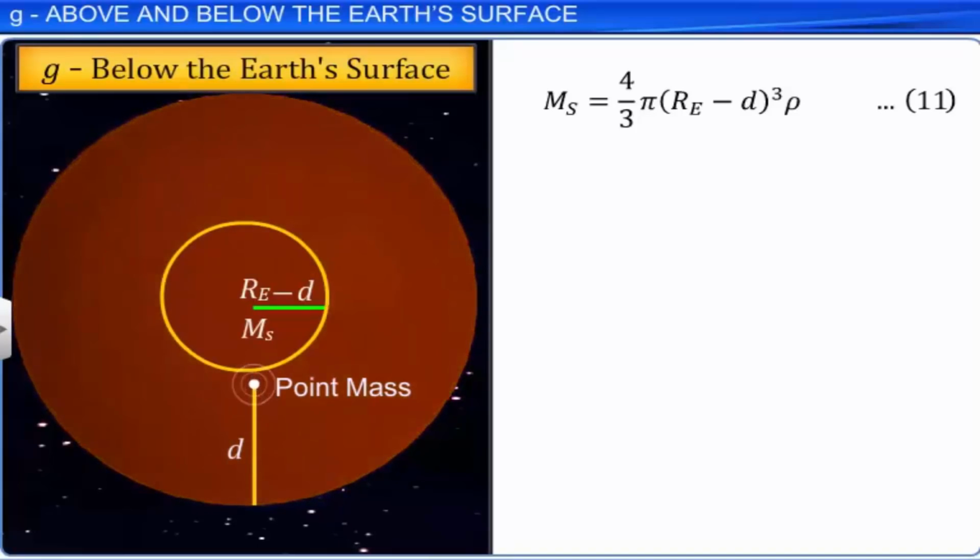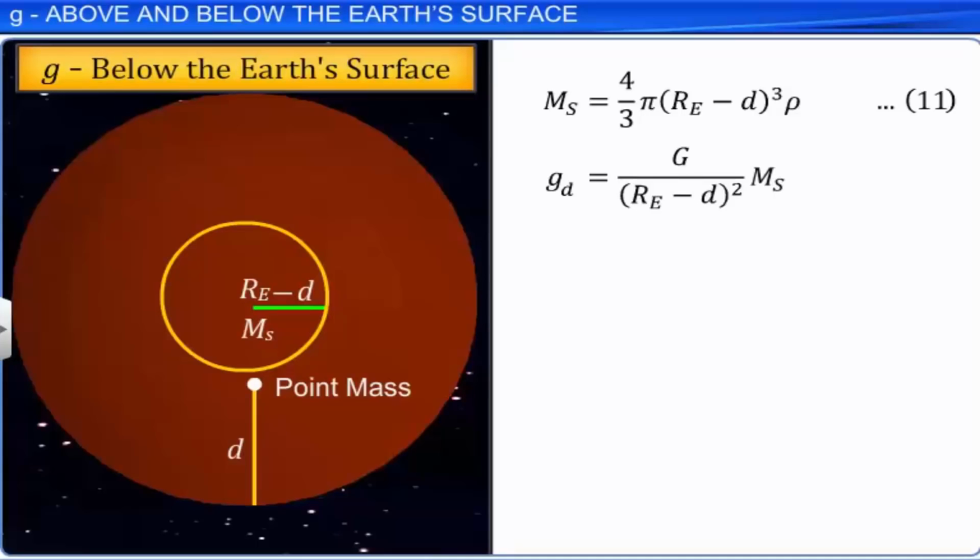However, there exists a gravitational force between the point mass and the part of the Earth of mass ms, as the point mass lies outside it. Thus, acceleration due to gravity on the surface of the sphere of radius Re minus d can be written as equation 12: Gd is equal to G divided by the square of Re minus d, multiplied with ms. This gives acceleration due to gravity at depth d, indicated by equation 13.